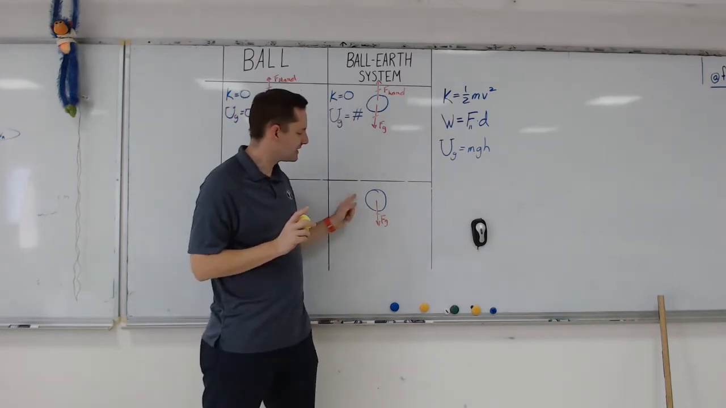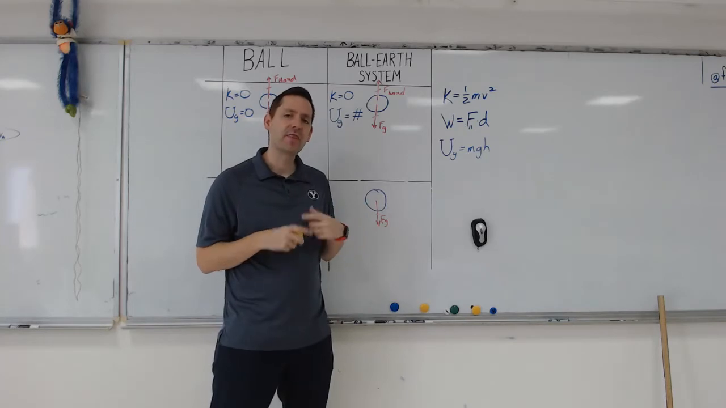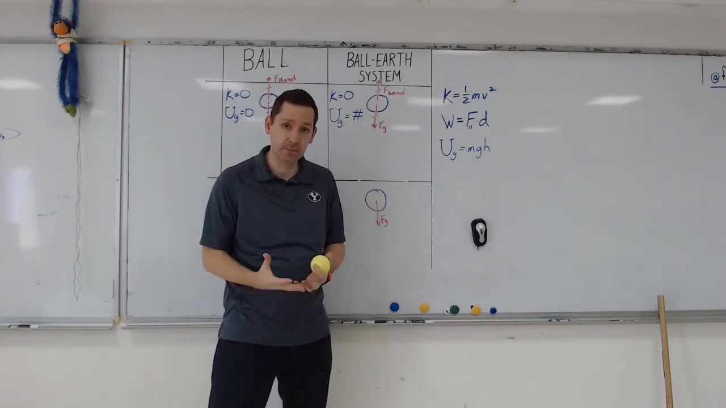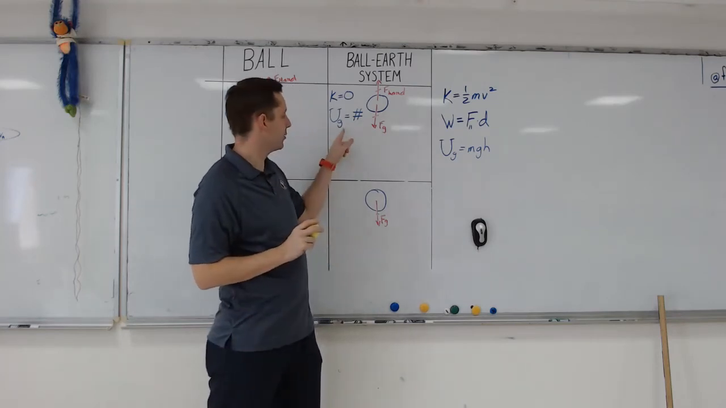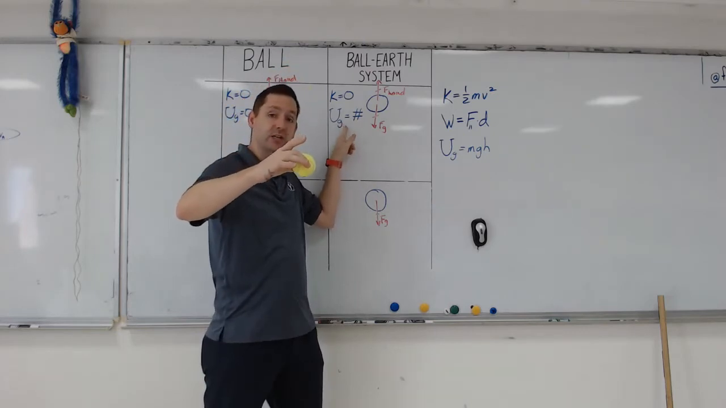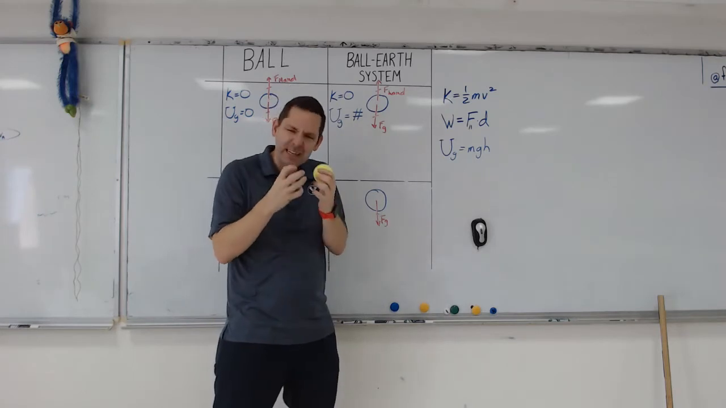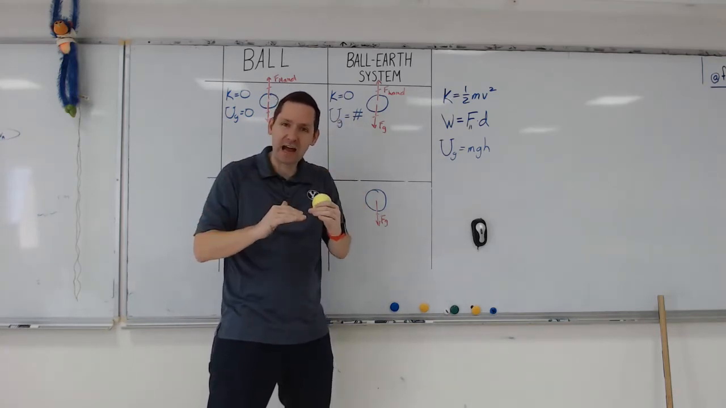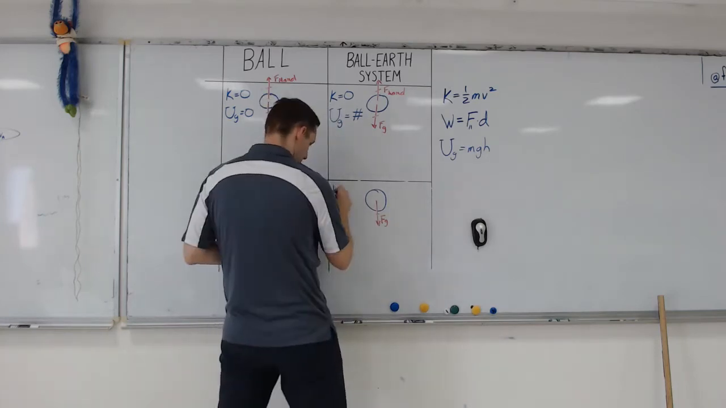The ball still looks the same. There's still a force of gravity. However, that force is not going to do work because that force is internal. However, because I started with gravitational potential energy, as the ball falls, the gravitational potential energy will decrease. The amount of potential there will go down. As that goes down, the amount of kinetic energy will increase.